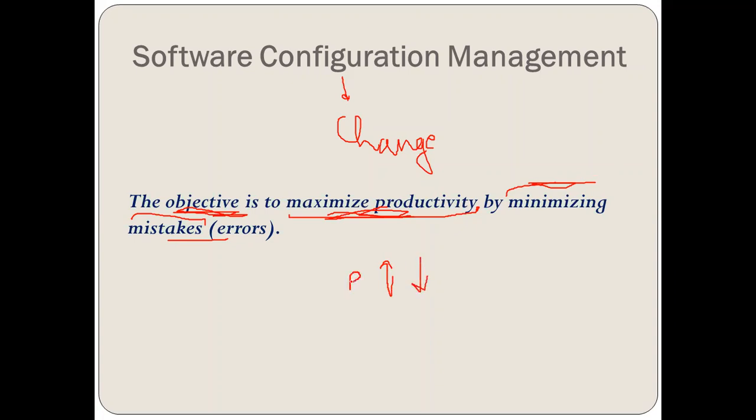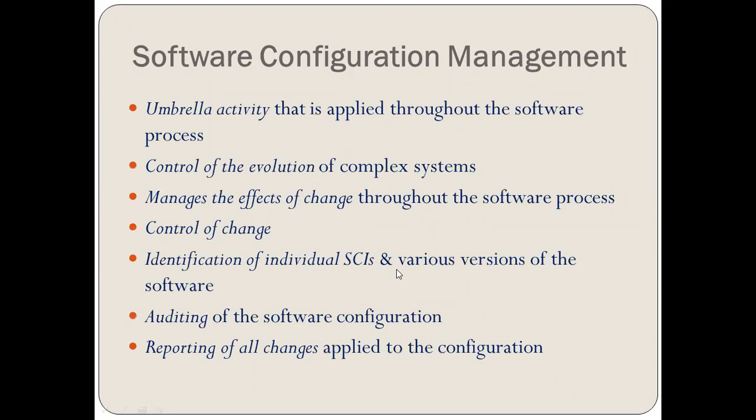Productivity or improved performance is enhanced. How is it enhanced? When I am minimizing the errors. So minimize the errors and improve the performance. Now, the basic points which you have to remember for software configuration management: it is an umbrella activity. Very important point. SCM is termed an umbrella activity which is applied throughout the software process.